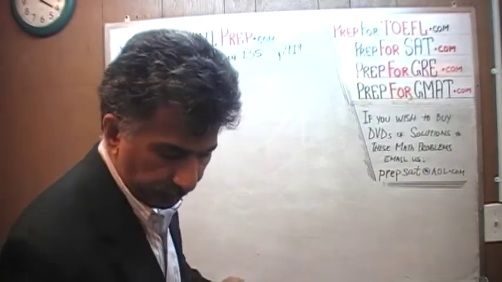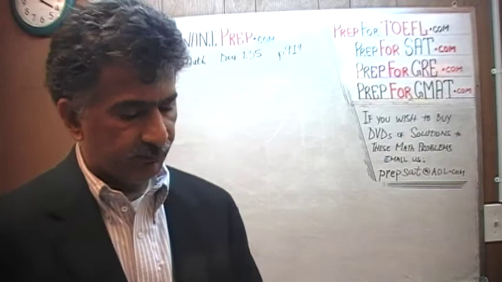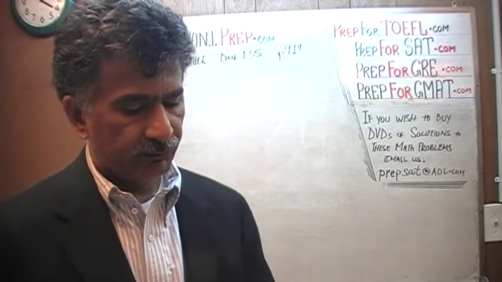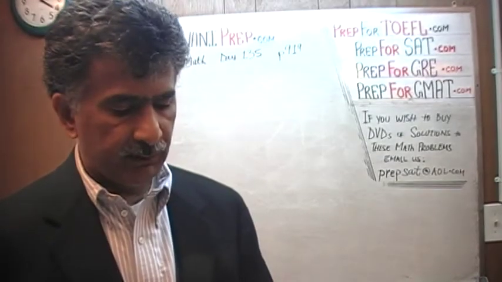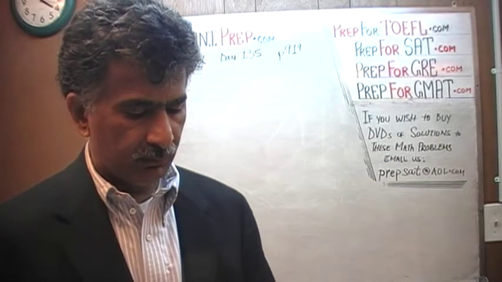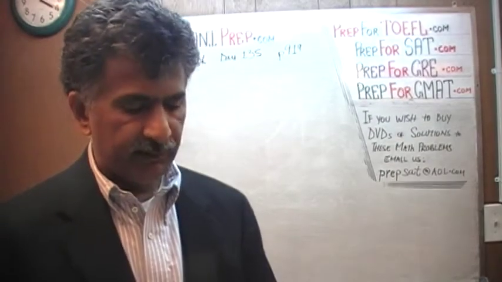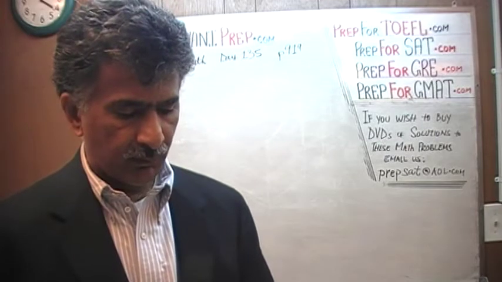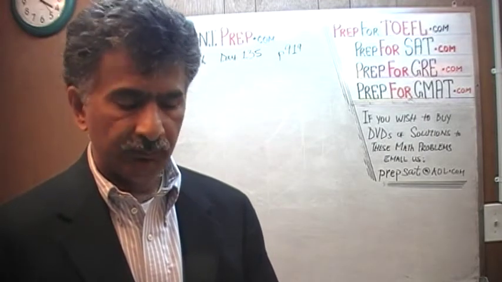They're not that straightforward. Problem number 14 says, if n and p are integers greater than 1, and if p is a factor of both n plus 3 and n plus 10, what is the value of p?